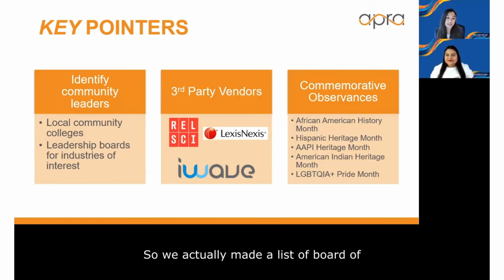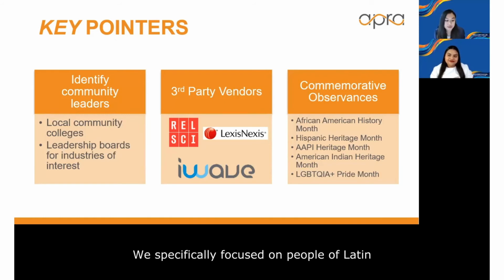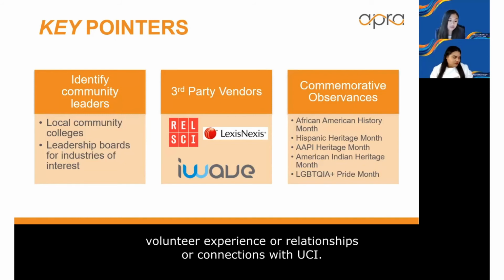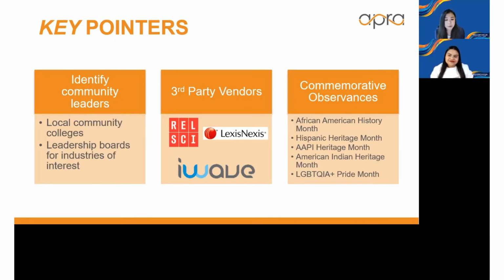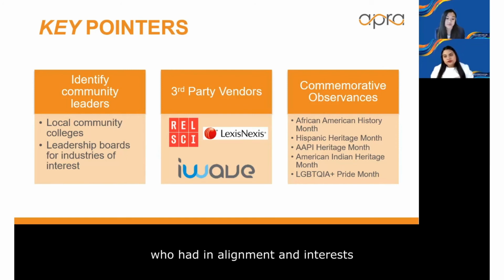So we actually made a list of board of trustees and board of directors from these institutions and organizations and handpicked people to research. We specifically focused on people of Latin identity or people who had existing volunteer experience or relationships or connections with UCI. But more importantly, we wanted to find people who had an alignment and interest with being involved with UC Irvine and a passion for diversity and inclusion.